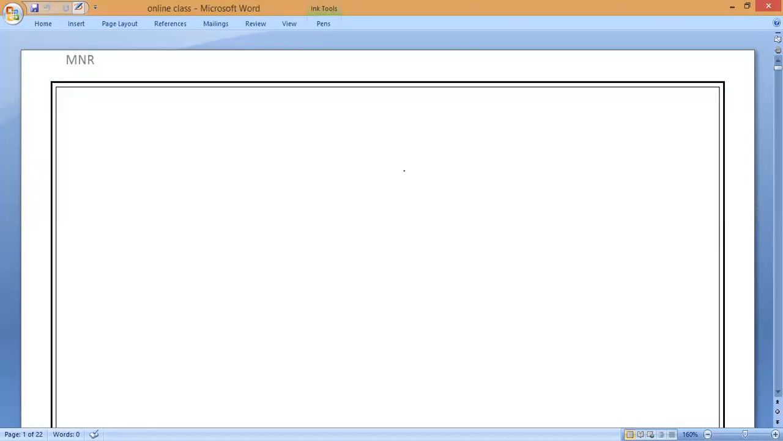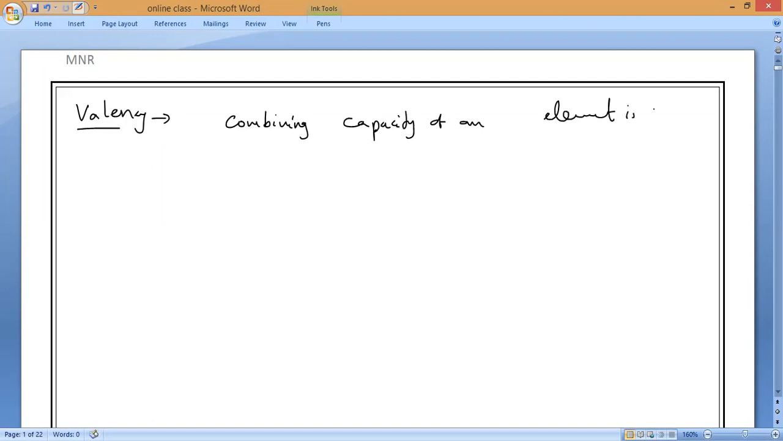Is it yes or no, guys? Clear? So valency means the combining capacity of an element. At least the definition all should know: the combining capacity of an element is called its valency.